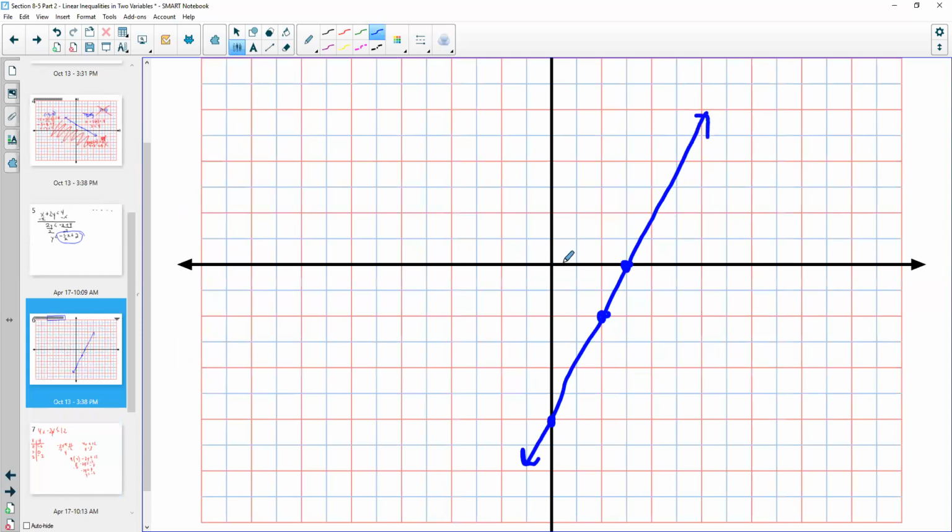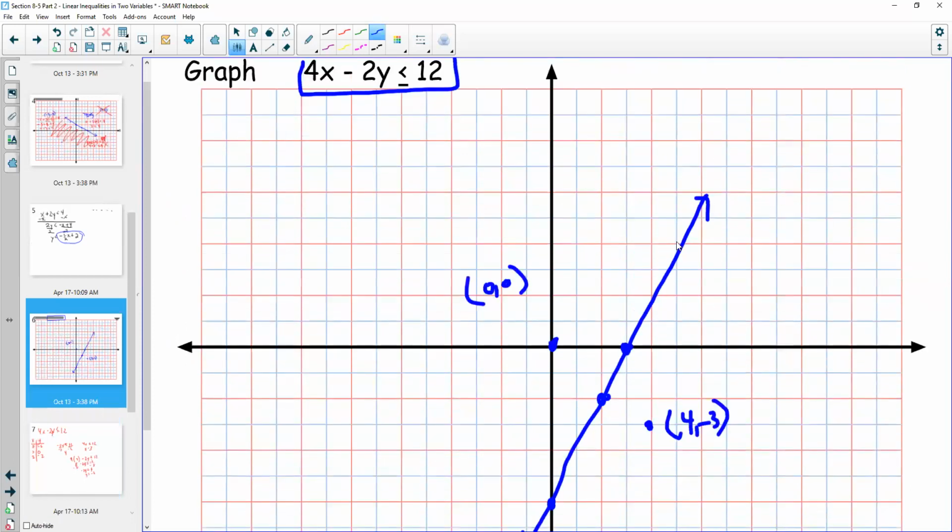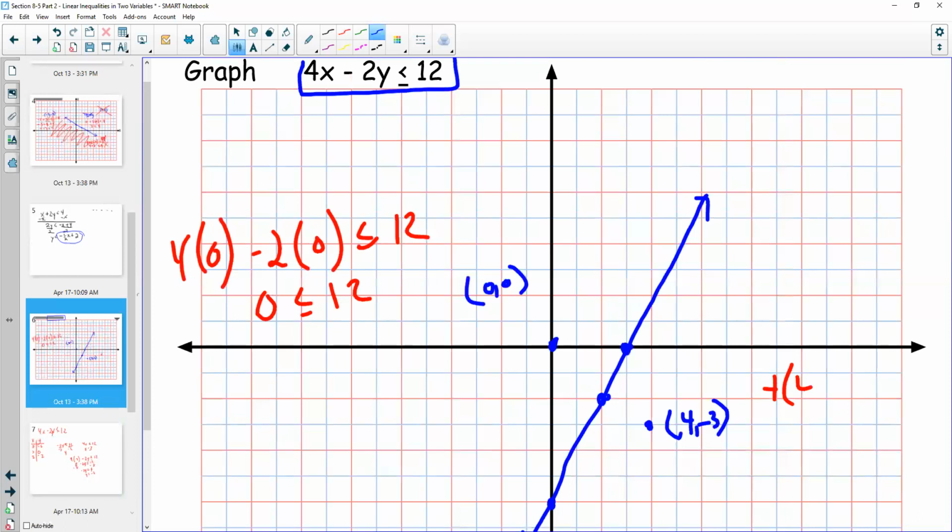And now I have to pick a point on either side. So I'm going to pick 0, 0 over here. And on the other side, I'm going to pick 4, negative 3. And we're going to put them in our equation. So 4 times 0 minus 2 times 0 less than or equal to 12. Well, that's definitely a lot of zeros less than or equal to 12. That's true. 4 times 4 minus 2 times negative 3 less than or equal to 12. So that's 16 plus 6, definitely not less than or equal to 12. So we're going to shade this way.